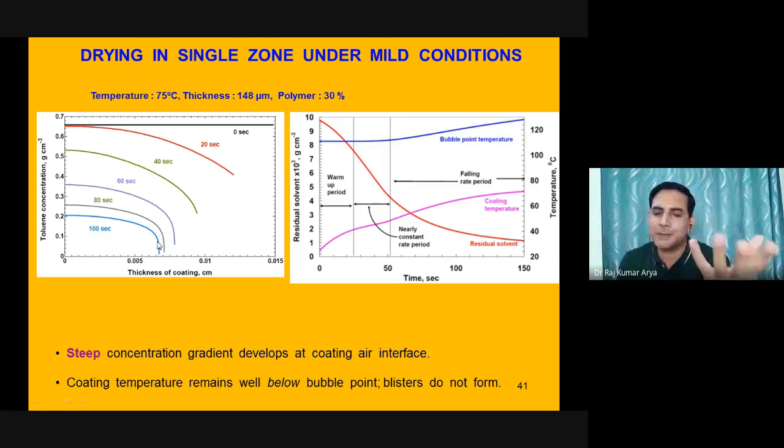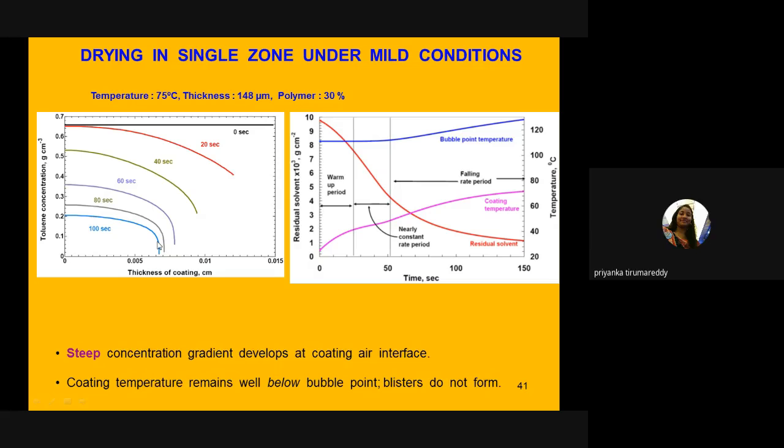So this is just to show what will happen if you dry at this temperature, what will happen if you dry at a temperature close to the boiling point of the pure solvent. So this is just a pictorial example. There are no hard and fast rules to take 50 or 70. You can take 50 also.